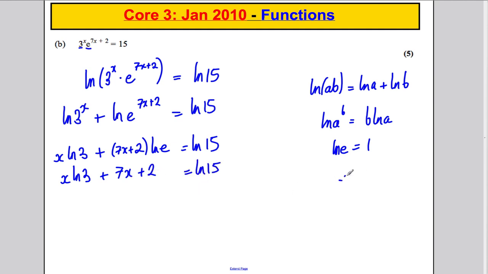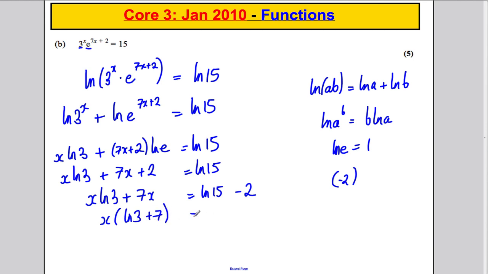Now I can subtract 2 off both sides to remove this 2 on the left hand side. So I would get x ln 3 plus 7x is ln 15 subtract 2. I can factorise out an x. X is a common factor in both x ln 3 and 7x. So I get x brackets ln 3 plus 7 is equal to ln 15 subtract 2.